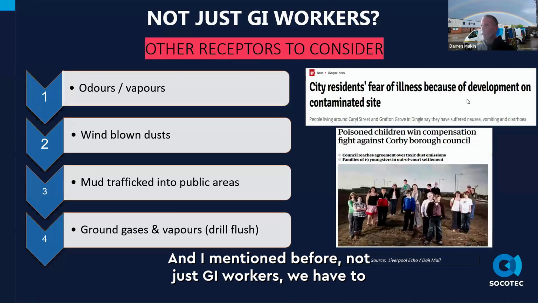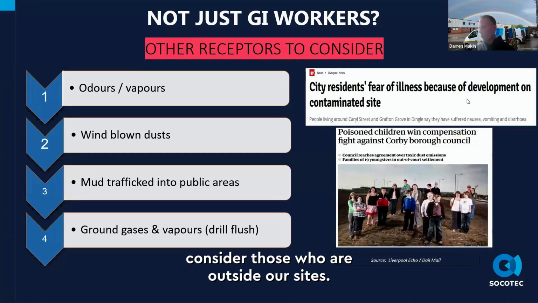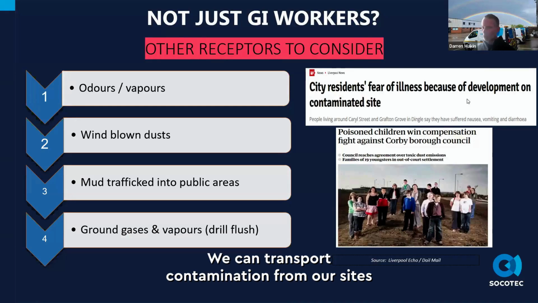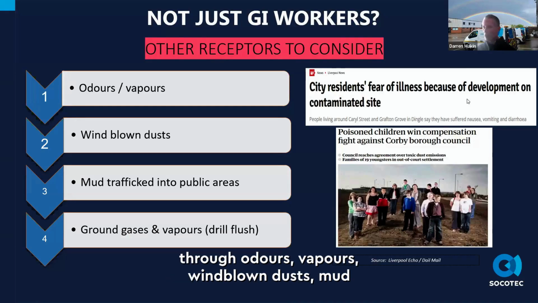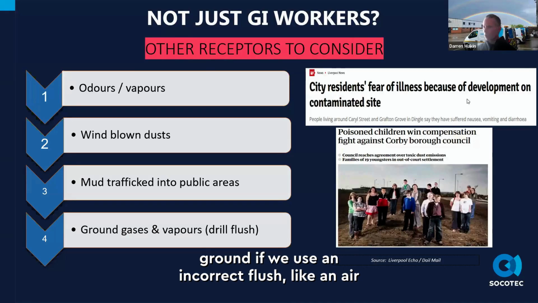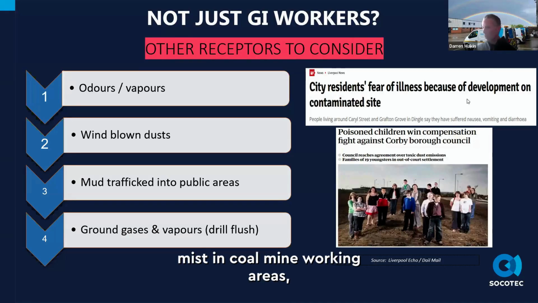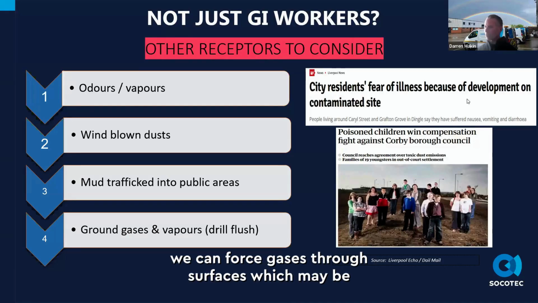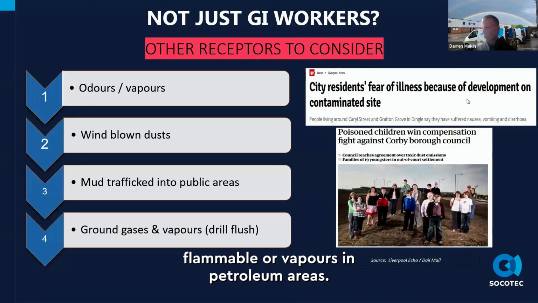And as I mentioned before, it's not just GI workers; we have to consider those who are outside our sites. We can transport contamination from our sites through odours, vapours, windblown dusts, mud trafficked into public areas, and also ground gases and vapours, particularly from our drill flush. We can force gases into the ground if we're using incorrect flush, like an air mist in coal mine working areas. We can force gases through services, which may be flammable, or vapours in petroleum areas.